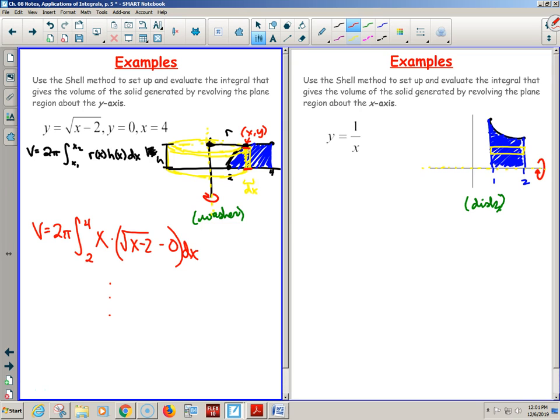How hard would this disk problem be? Easy, because it's flush. 1 pi r squared. So what do you think maybe the shell method might be? Hard. Shell makes easy problems hard and hard problems easy. Hence why we don't want to always use shells. So what am I warning you about this one?